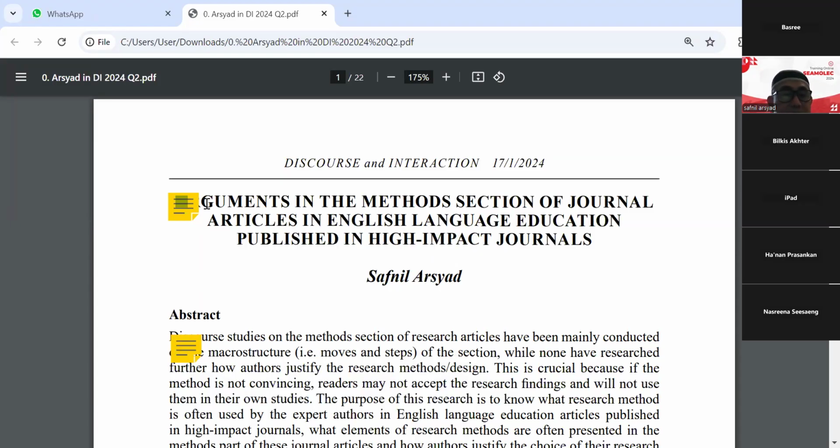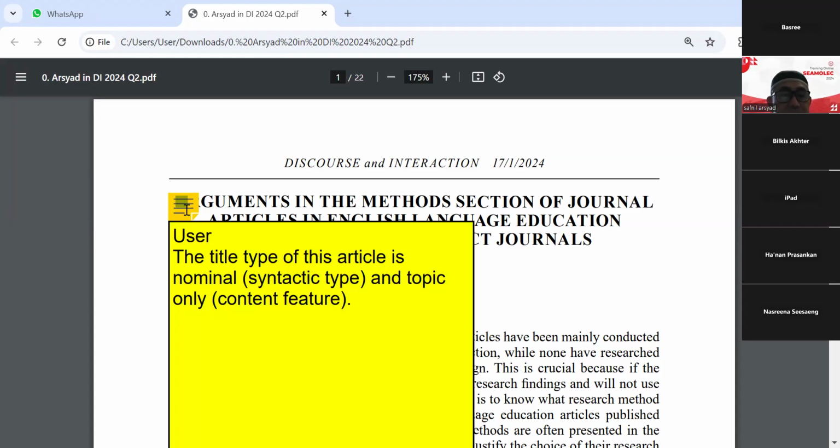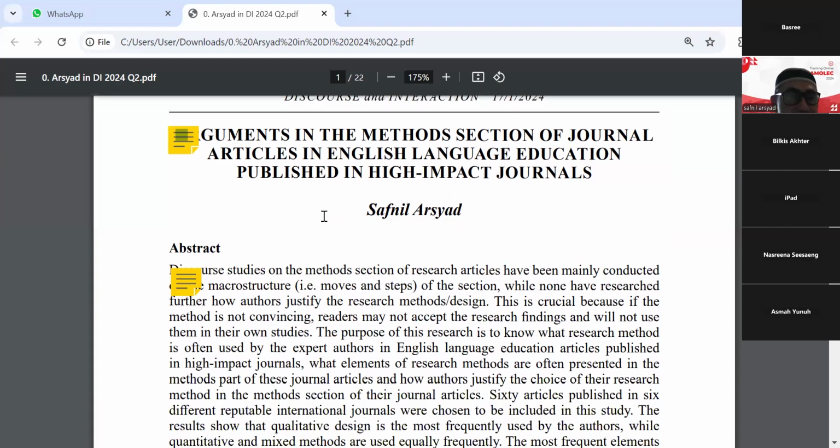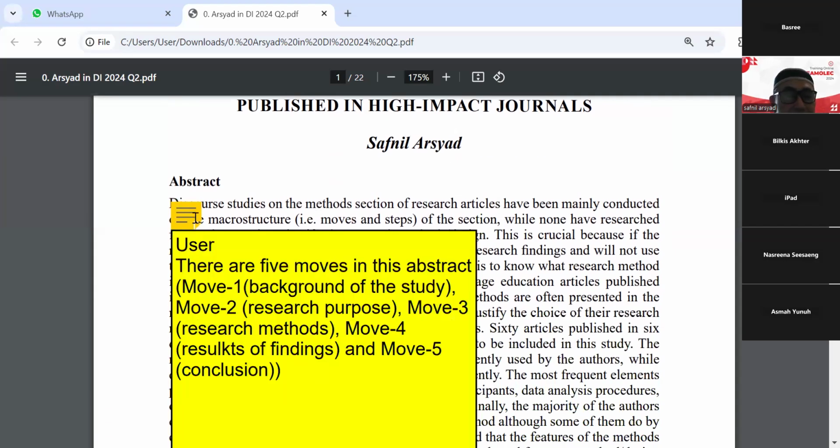So from the linguistic, syntactic point of view, the title is nominal or noun phrase. And from the content feature, it is topic only. Only the important keywords are put in the title of all these articles. Okay, we move to the abstract.